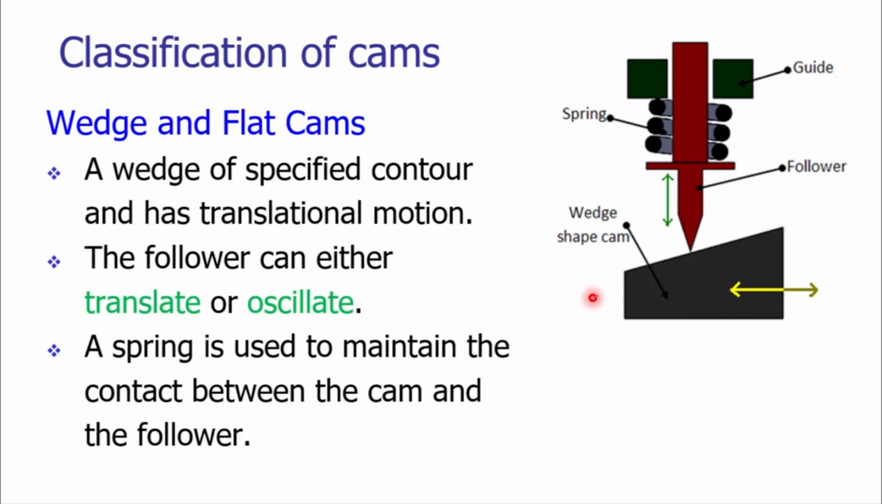So as we are giving linear motion to the cam instead of providing the circular or rotary motion that we have seen in the previous slide, in wedge and flat cams, we are converting the linear motion into the reciprocating motion, which is in the orthogonal direction to the cam motion. So here you can see the cam motion is linear and the follower motion is also linear, but both of them are orthogonal to each other.